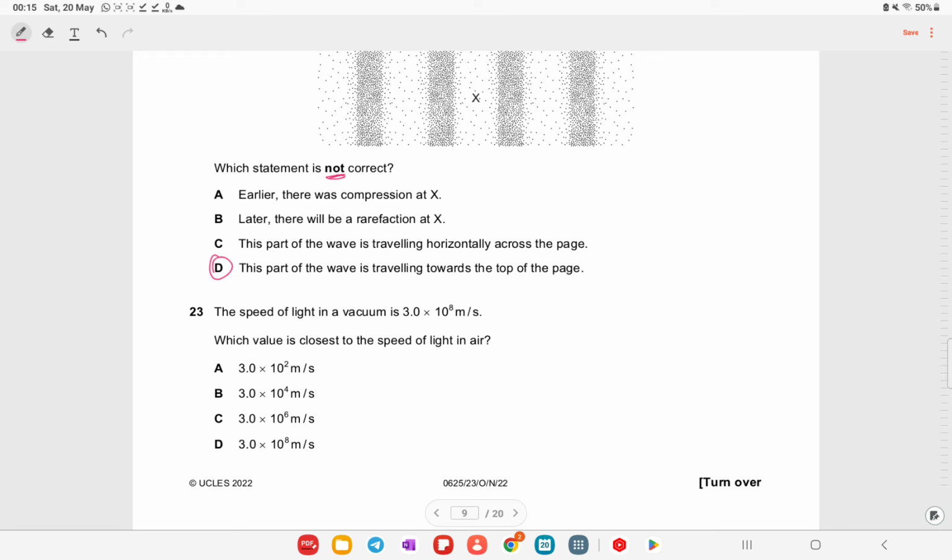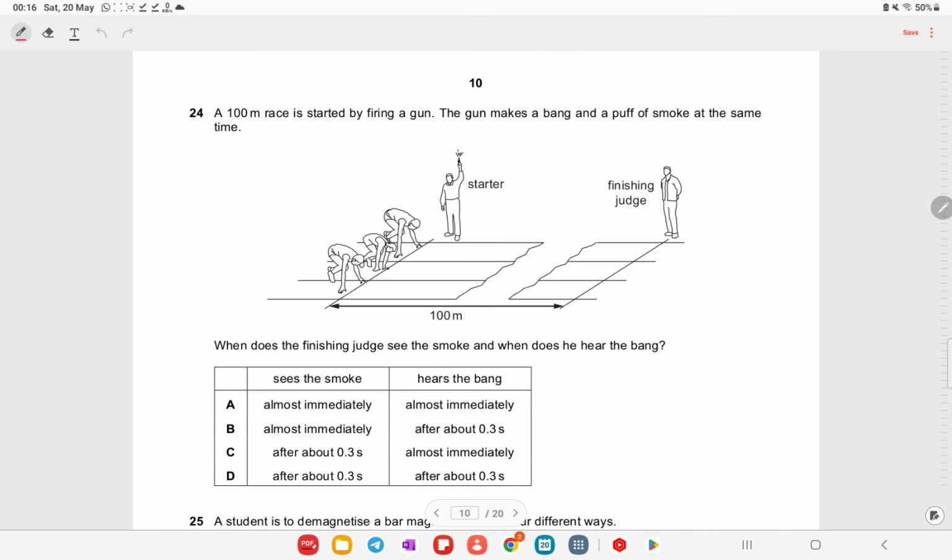Which value is closest to the speed of light in air? So this is 6, this is 4, so obviously this is going to be the closest value.